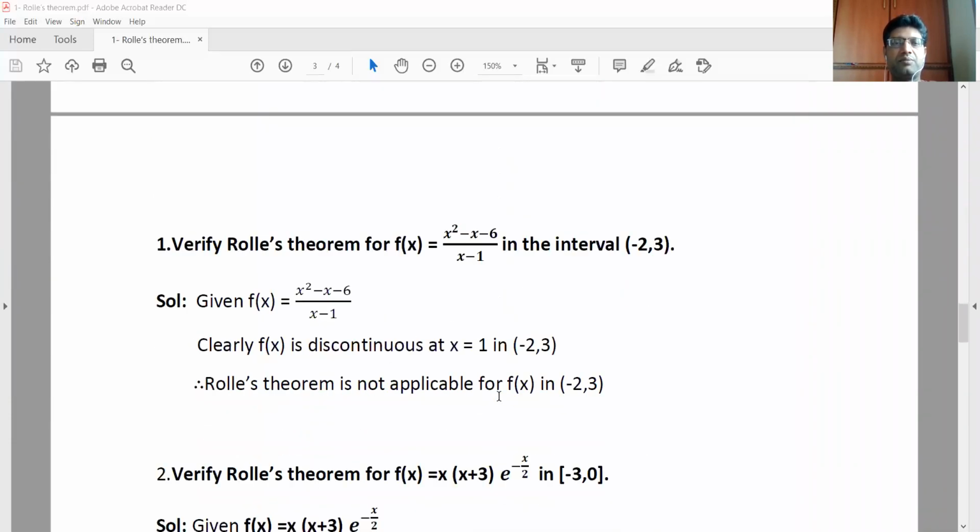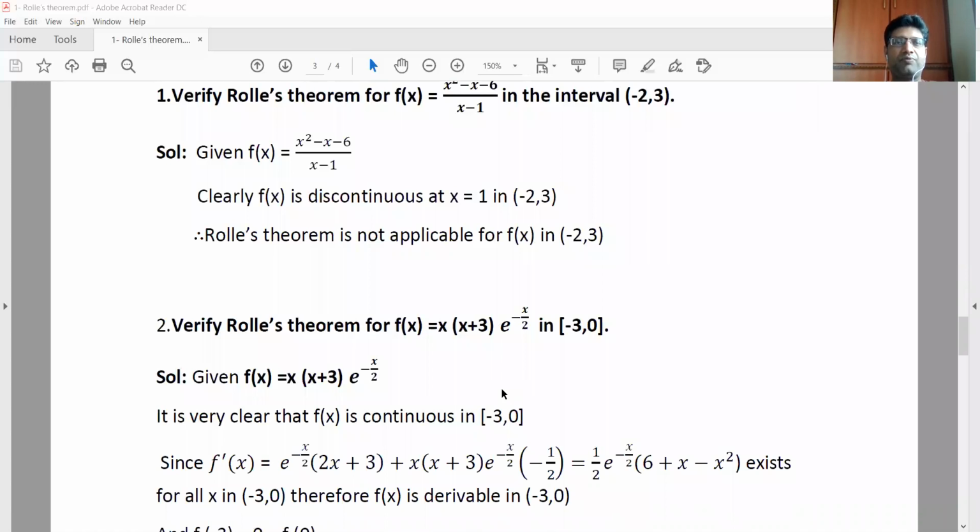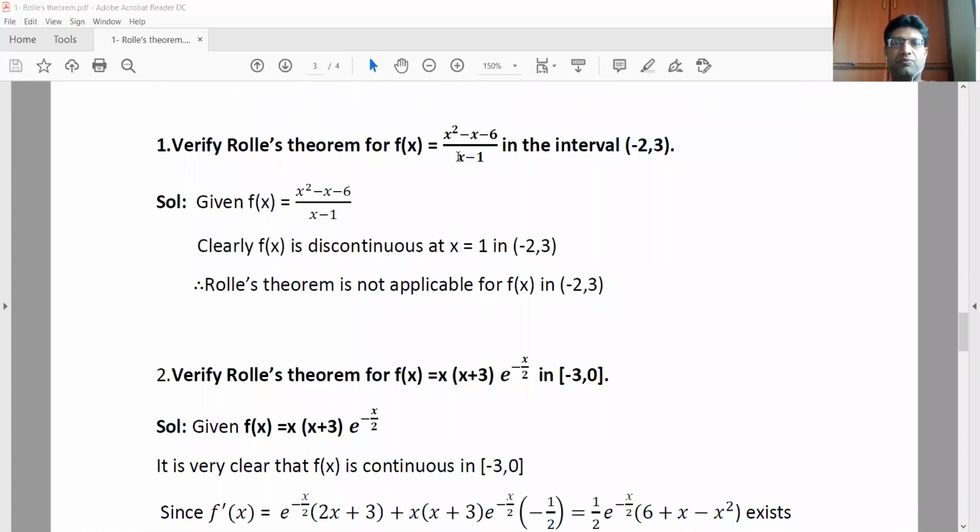Okay, now we'll see some problems on Rolle's theorem. First one: verify Rolle's theorem for f(x) equals (x square minus x minus 6) by (x minus 1) in the interval [minus 2, 3].